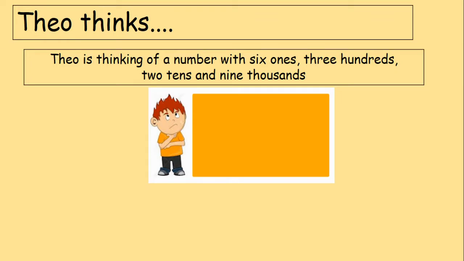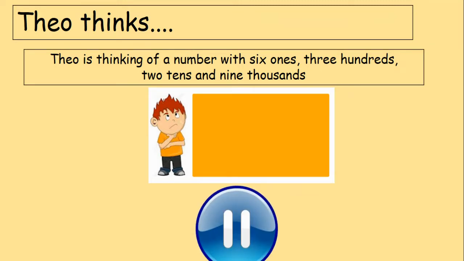Moving on to Theo Thinks. Theo is thinking of a number with 6 ones, 3 hundreds, 2 tens, and 9 thousands. Press pause now to work out the number that Theo is thinking of, and then press play once you think you've got your answer.